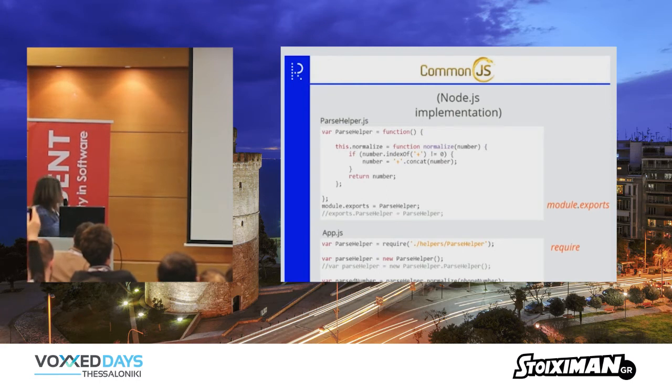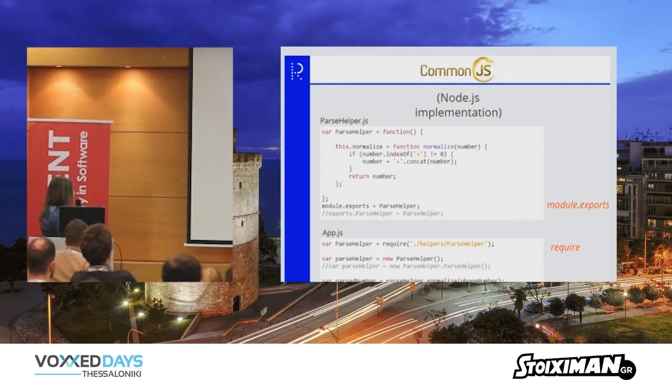Okay, now let's see an example of ES module management. In this example, we suppose that we're using the Node.js runtime environment. So as you can see, we have a parse helper JavaScript file that has a function called normalize that does something. And let's suppose that we want to use this functionality inside our app.js file. In order to do this, we need to somehow let our app.js know about parse helper.